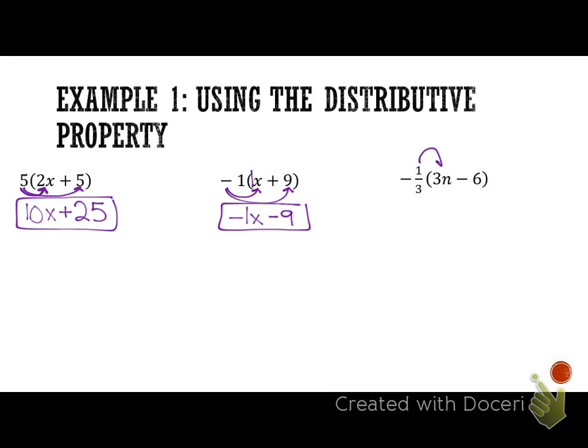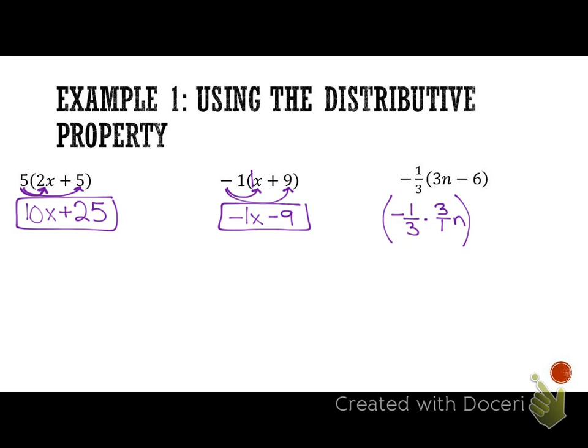Anytime you have to multiply a fraction, you are probably going to have to show work. Doing it mental math is going to be more of a challenge. So here's how I want you to show it. Negative 1/3 times 3 over 1. Does everybody agree 3 over 1 is the same thing as 3? Yes. Okay? And I want you to put this into a grouping.